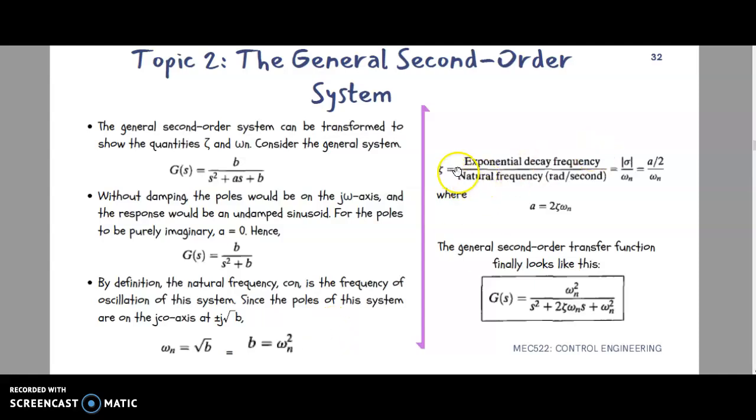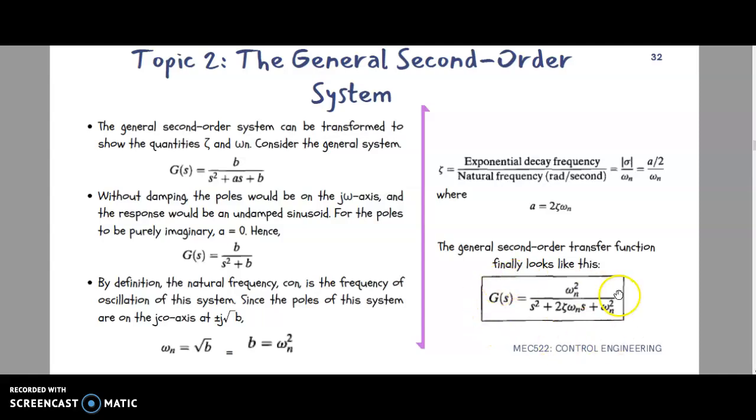And then for damping ratio, you can find that A over 2 equals omega n. So you akan dapat A equals 2 lambda omega n. So gantikan A dalam this one, 2 omega n lambda kat sini. So akan dapatlah jawapan this one. B is omega n squared. So just replace B and A, and then you akan dapat the general second order transfer function.